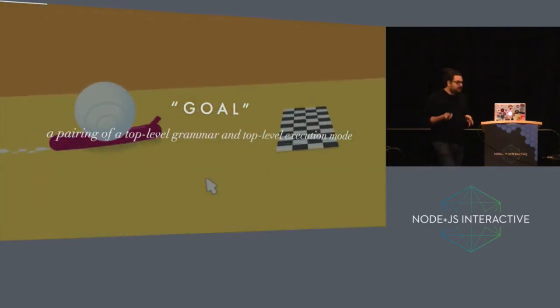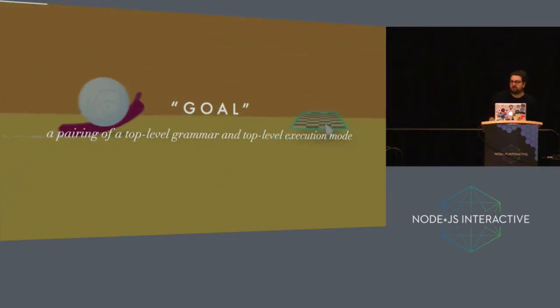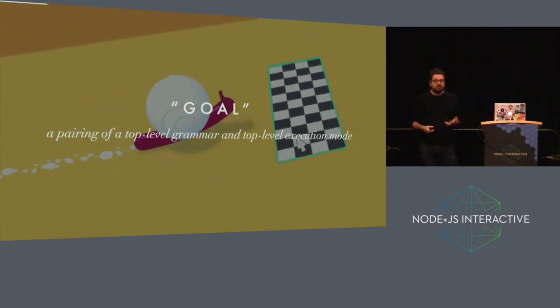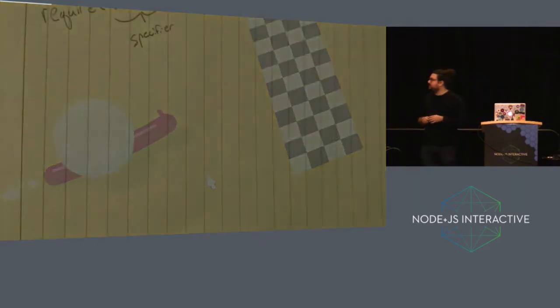A goal is a pairing of a top-level grammar and a top-level execution mode. It is both a combination of how the runtime will execute your code, as well as the syntax that is available to you. We'll dig a bit more into what a goal is later.